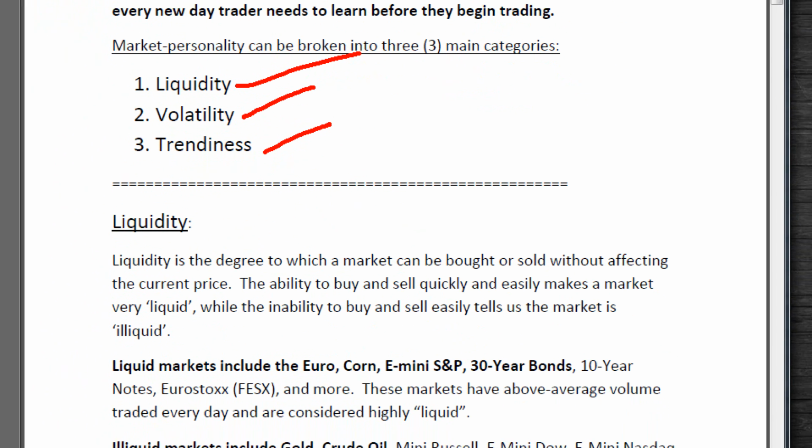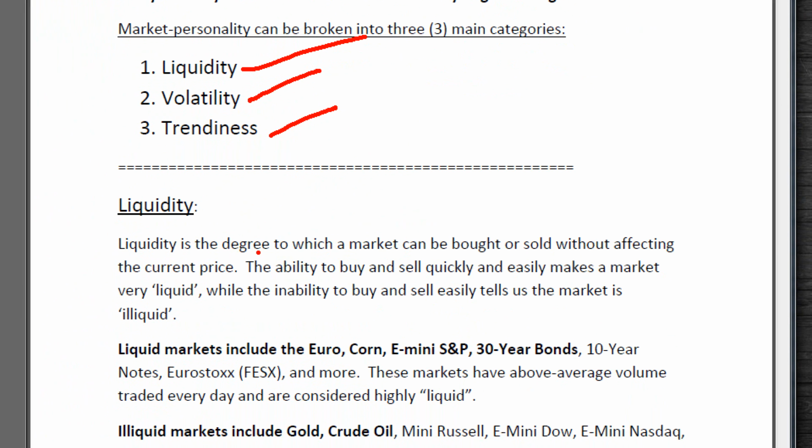Liquidity, by definition, is the degree to which the market can be bought or sold without affecting the current price. That means that on crude oil, I can place a buy order or a sell order for 3, 4, 5 contracts, and I'm not going to do anything in the market with that size. But if I place a 1,000 lot purchase order or sell order, I'm going to move that market all over the place.